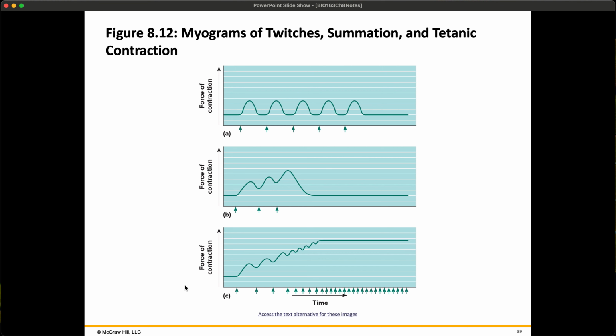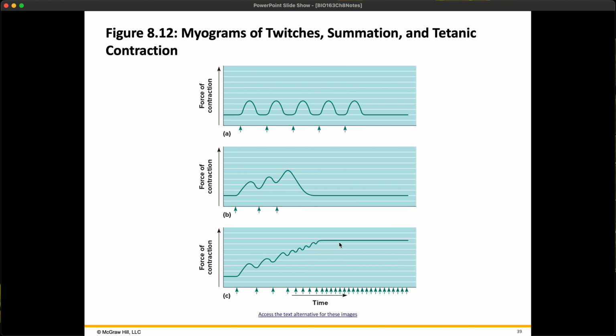Here you can see some of that happening. The arrows are indicating the timing and the spacing of the different stimuli. And you see that as you shorten that time between the stimulus, it's not like you're maintaining the same force of contraction. They actually add up. So that's the summation. If you start with one stimulus, while the muscle is still partially contracted, if you do another and then another, you actually increase the total force of contraction.